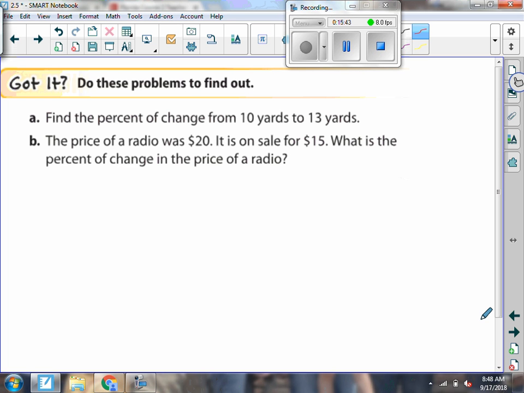So let's look at A. Find the percent of change from 10 yards to 13 yards. So 10 is our original amount and 13 is the new amount. So we're going to find the difference. Okay. To go from 10 to 13, 13 minus 10 is 3. So this is going to be 3 over our original amount was 10. We're going to divide 3 divided by 10. 10 goes into 3 0 times, so I add a decimal. 10 goes into 30 3 times.